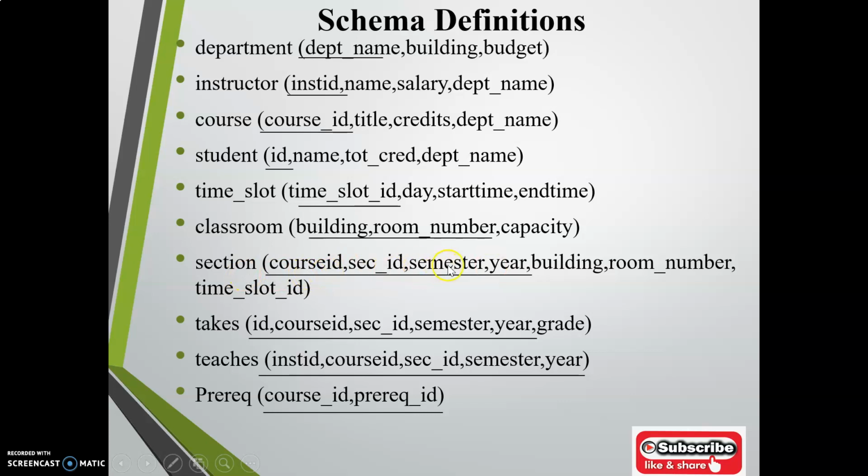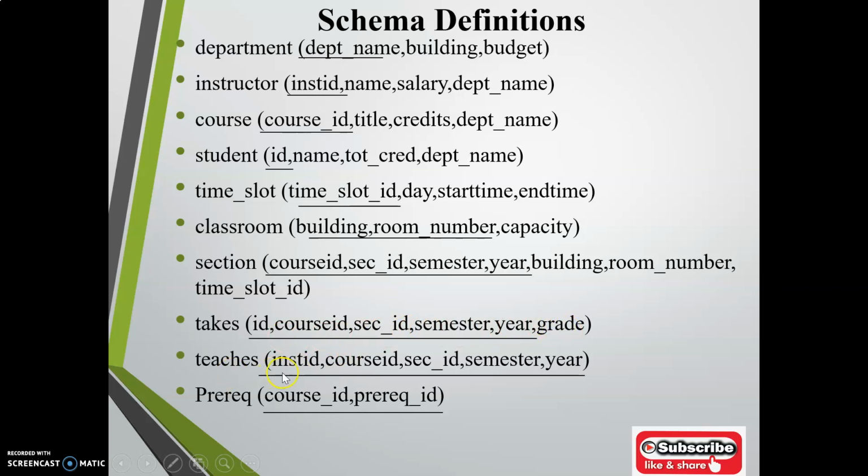Course ID, sec ID, semester, year. Whole will act as a primary key for the section table. Building, room number and time slot ID. These are referred from classroom and time slot respectively. But these attributes are acting as foreign key constraints. Takes is the relationship set which has ID, course ID, sec ID, semester, year. Whole is acting as a primary key, and grade is another attribute.